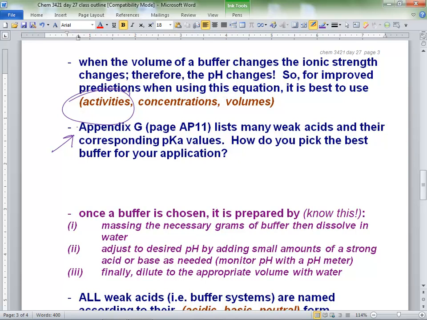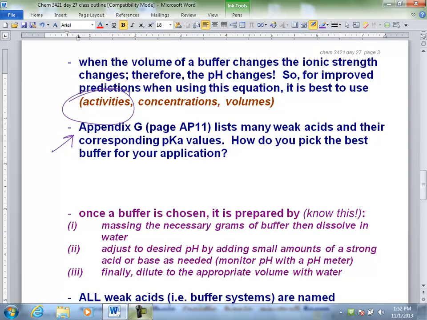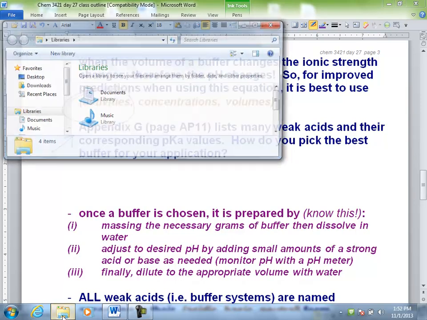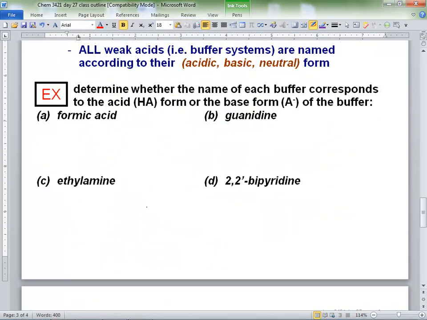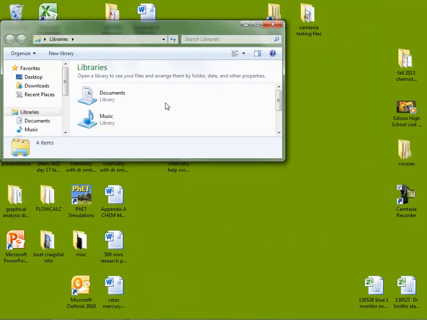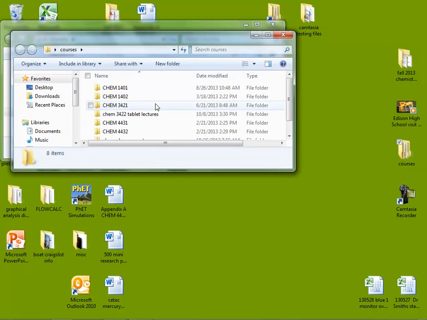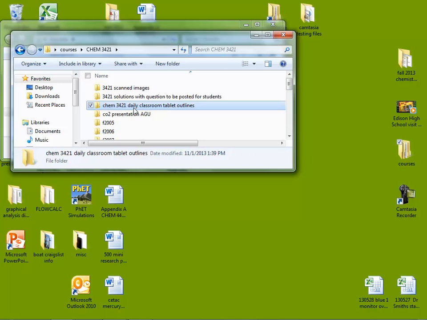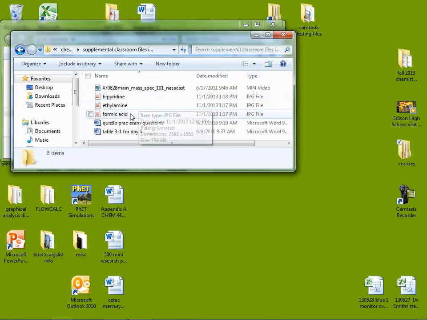But how do you pick the best buffer for your application? So let's see if I can pop one open here. I'll just go down here. Oh, it didn't save it. Son of a buck. I didn't swear, though. I'll have to go find it. All this stuff.